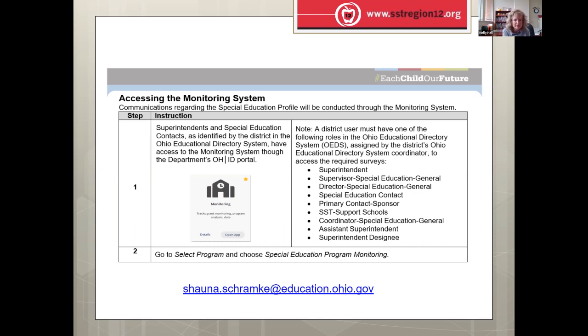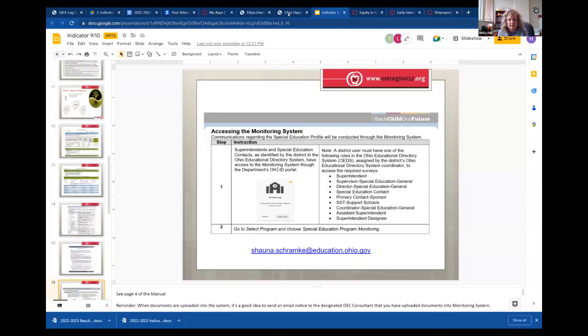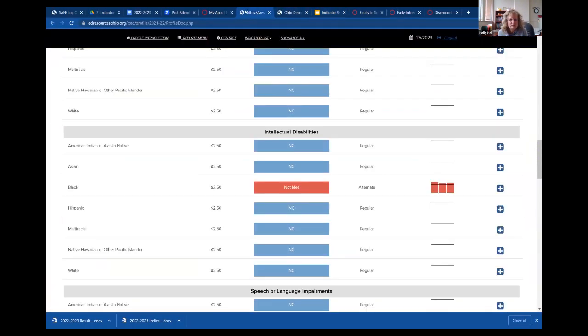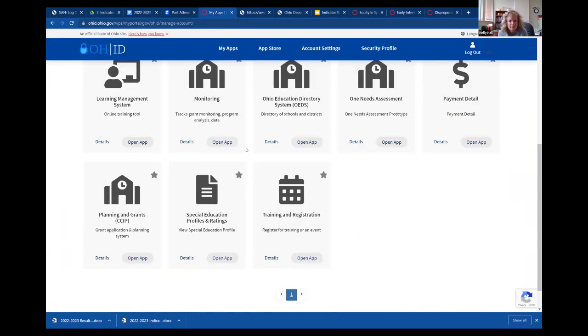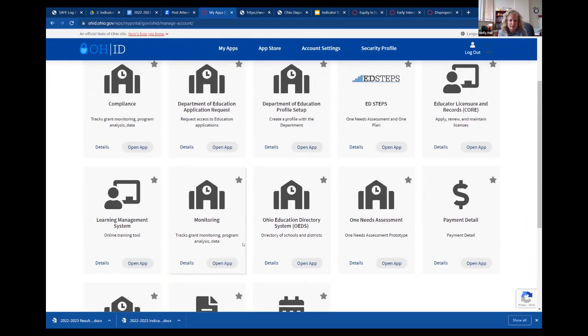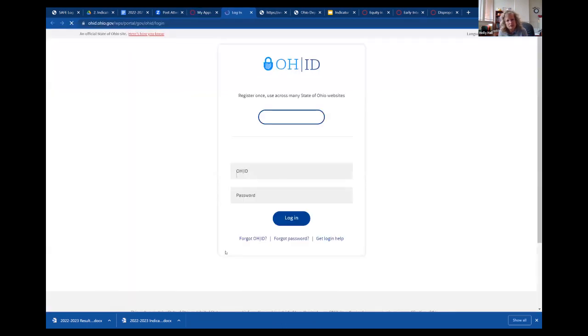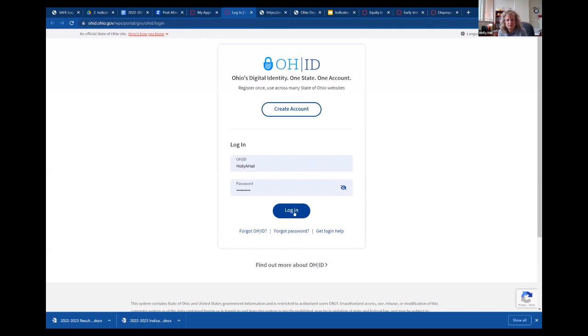So let's see here. So here's the monitoring application once you get into the system from the portal. Since I've been out for a while, it's going to make me go back in.